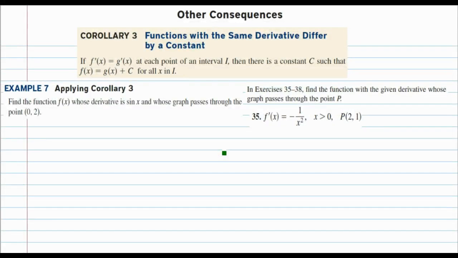This is the screencast for section 4.2, example 7. We're going to look at going backwards from the derivative. So first, let's take a look at this corollary.